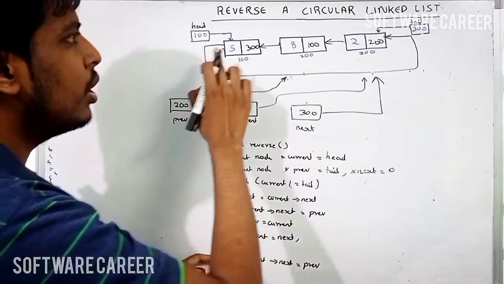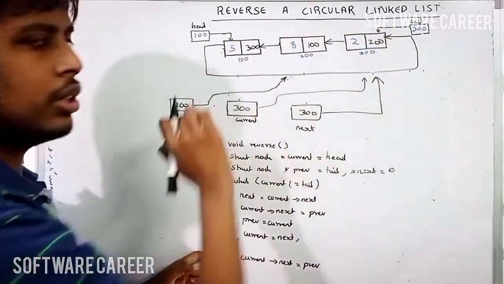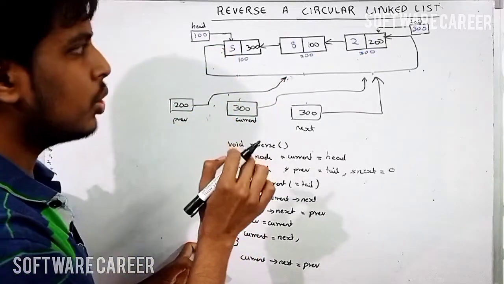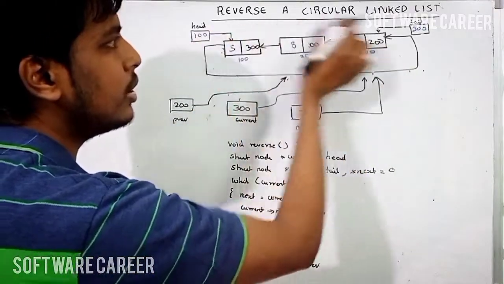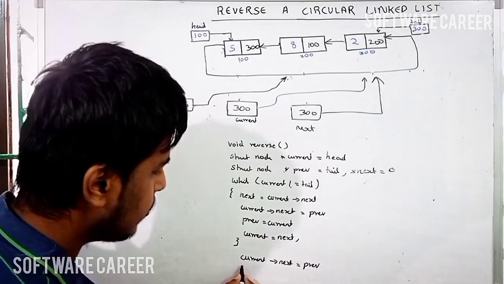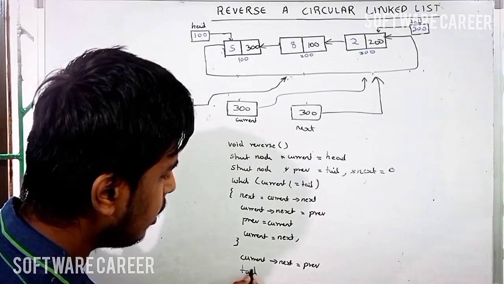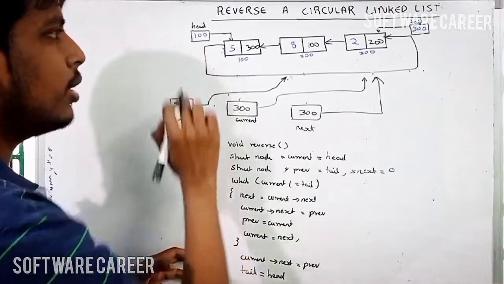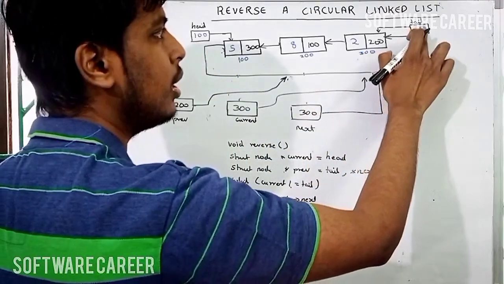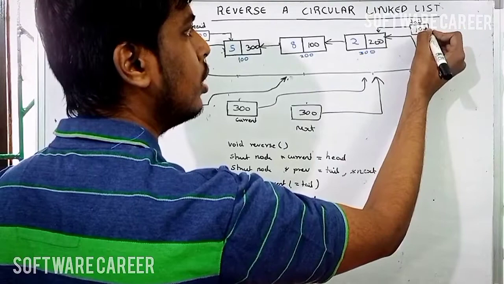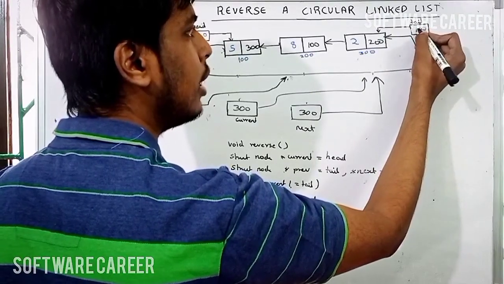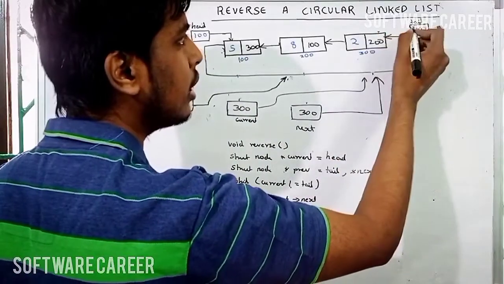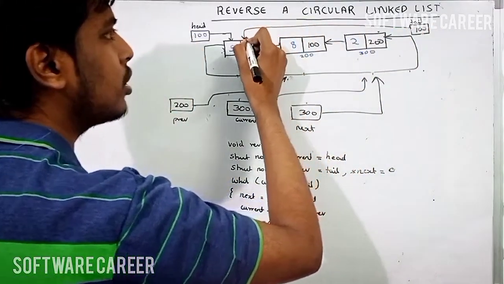So how to move this tail pointer to first node? Now the address of first node is stored in head. So you should store the head address in tail. So I am writing here: tail equals to head. Now head is 100, so I am storing 100 in this tail. So now tail is 100. So tail will point at first node. So this pointer gets cancelled and this is pointing at first node.